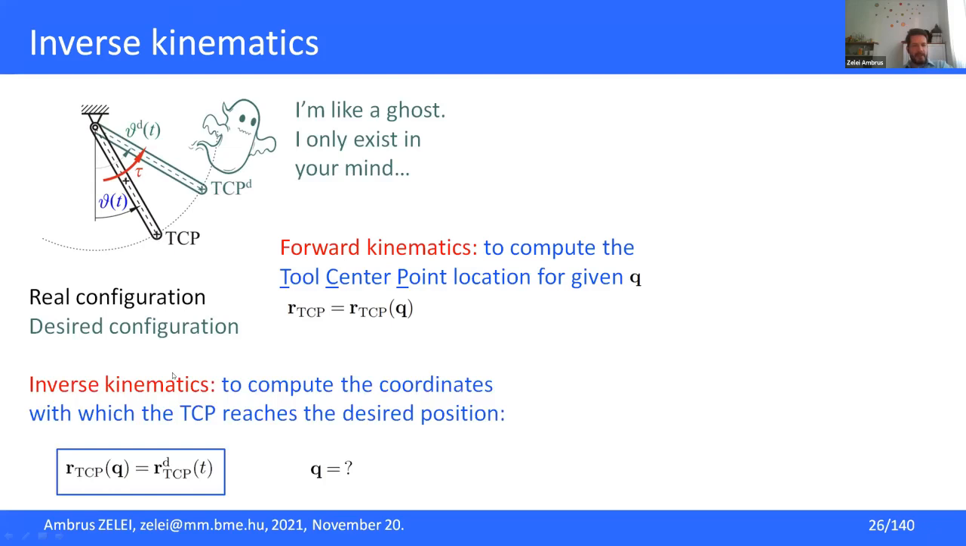And the task is to calculate the corresponding joint angles. So TCP desired is given, and then I am able to calculate the corresponding angle, which can be handled as a desired joint angle, let's say. And the tool center point location is usually a function of time, an explicit function of time. And then I would like to somehow obtain the joint angle.